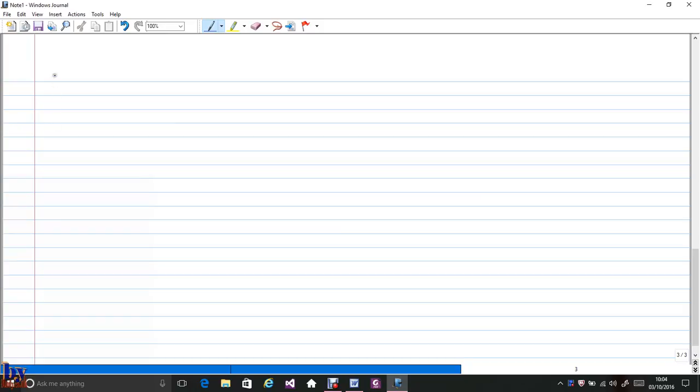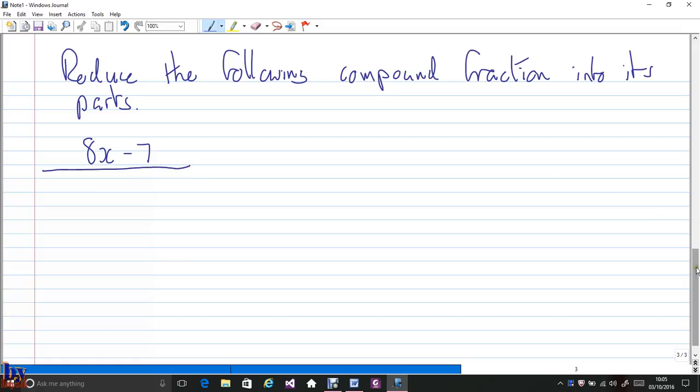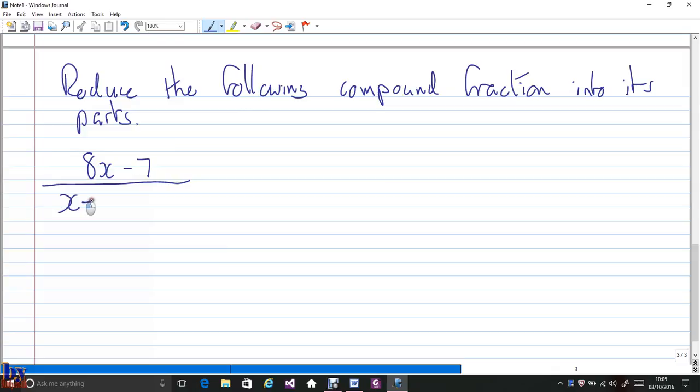So, reduce the following compound fraction into its parts. 8x minus 7 divided by, let's just have a quick check, remind myself, my memory is going, 8x minus 7 over x plus 1 times x minus 2. So (x plus 1)(x minus 2).